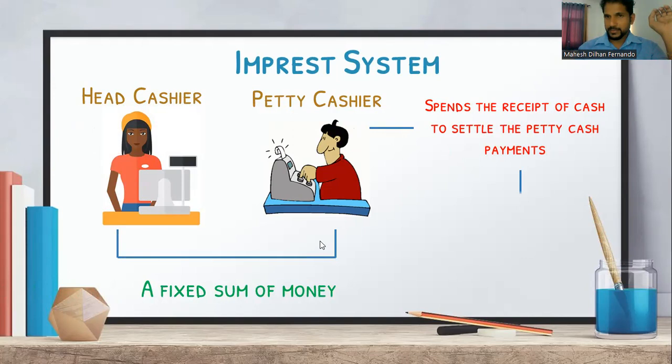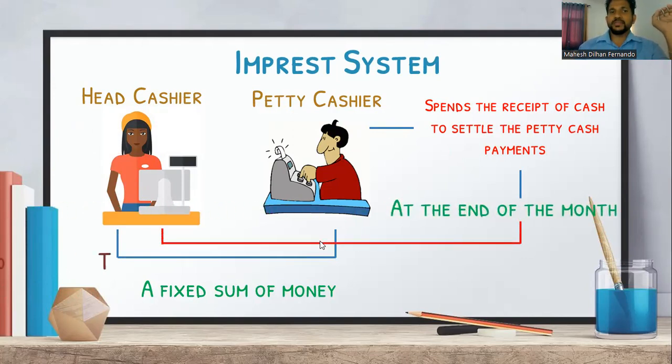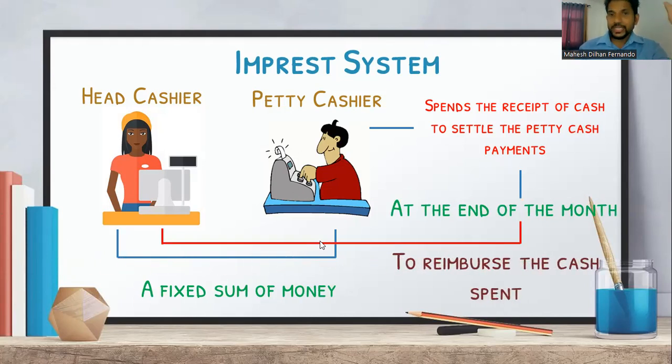And he records them. At the end of the month, this petty cashier informs the main cashier, the head cashier, that this amount has been spent and he needs a reimbursement. Reimbursement means receiving the cash that has been spent during the period. This is what you mean by petty cash reimbursement or petty cash imprest.